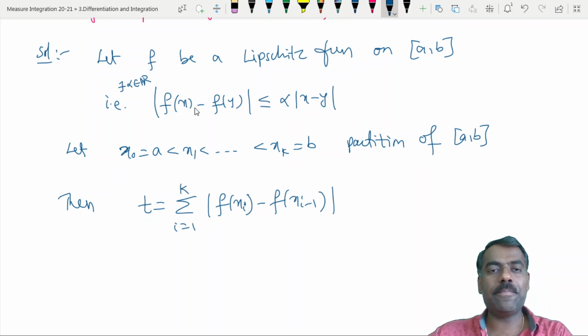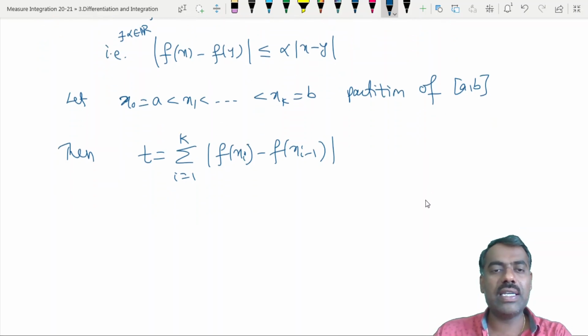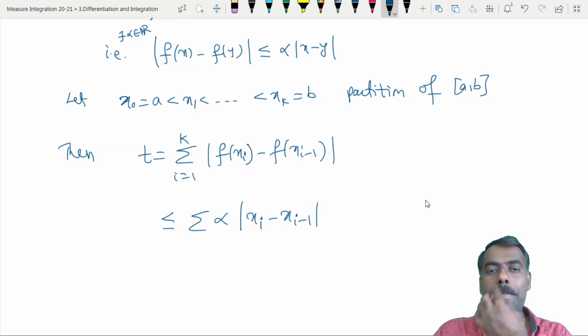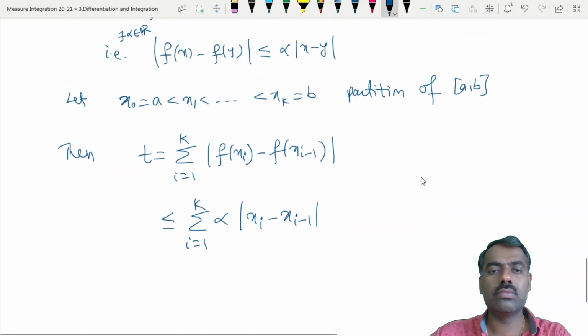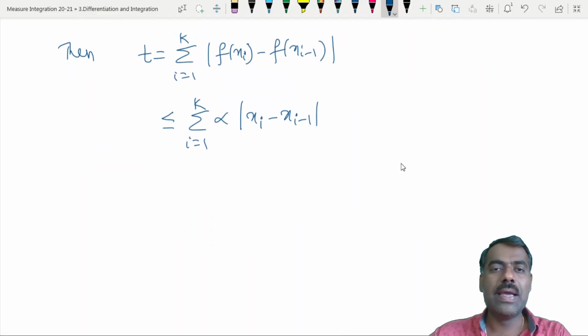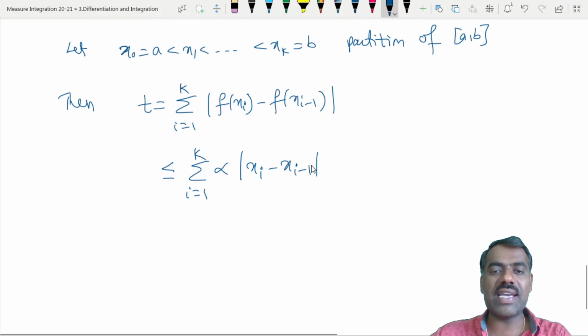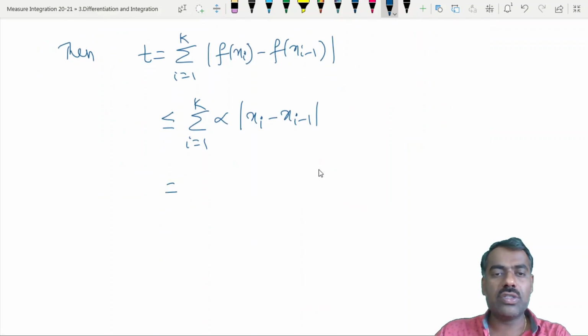But by using this condition, mod f of x minus f of y is less than or equal to alpha times mod x minus y, right? So we can say this is less than or equal to alpha times mod xi minus xi minus 1. Is this clear? Because mod f of x minus f of y is less than or equal to alpha times mod x minus y, and xi minus 1 is strictly less than xi, so this absolute value is same as alpha times the summation i equal to 1 to k of xi minus xi minus 1.